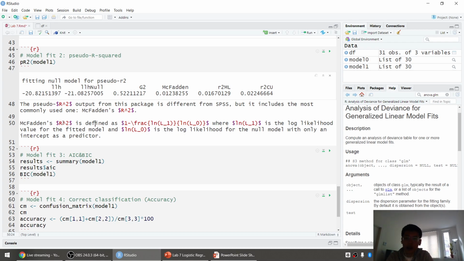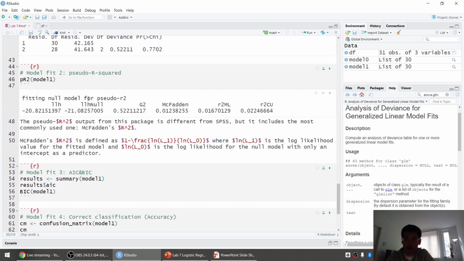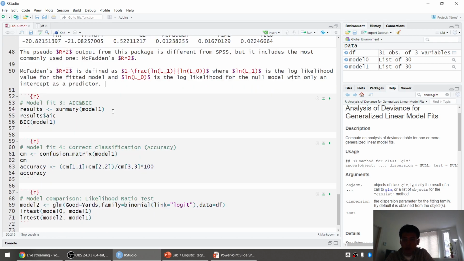Okay. So this is how you calculate the McFadden's R-square, and the smaller the value, the worse the model fit. So in this case we have a very small value here. So overall, we don't have a good model fit in this case. This is how you interpret the pseudo R-square here.